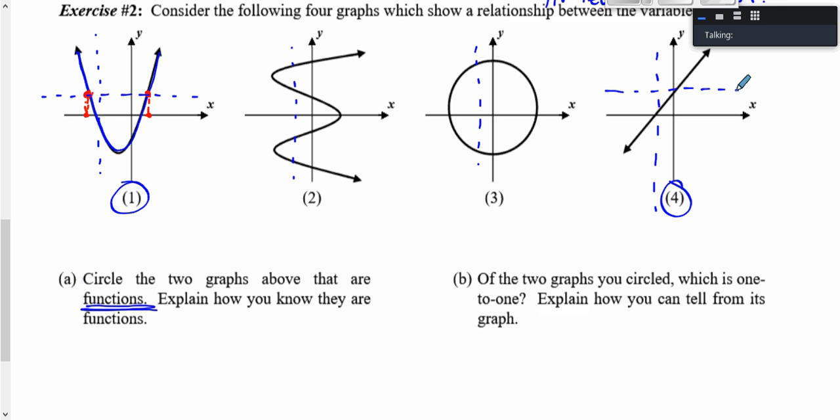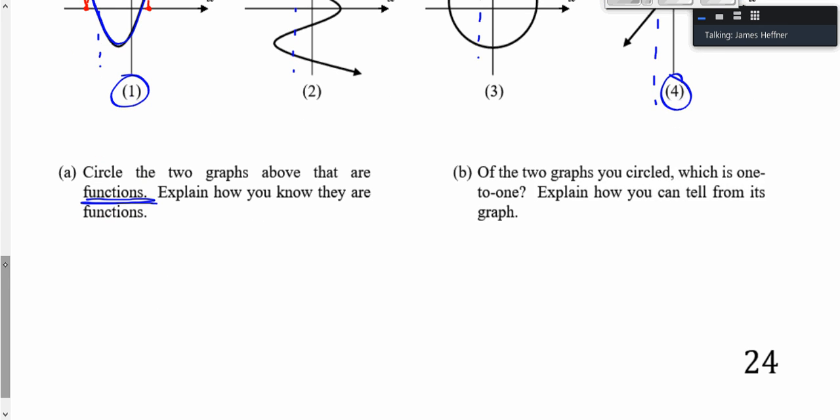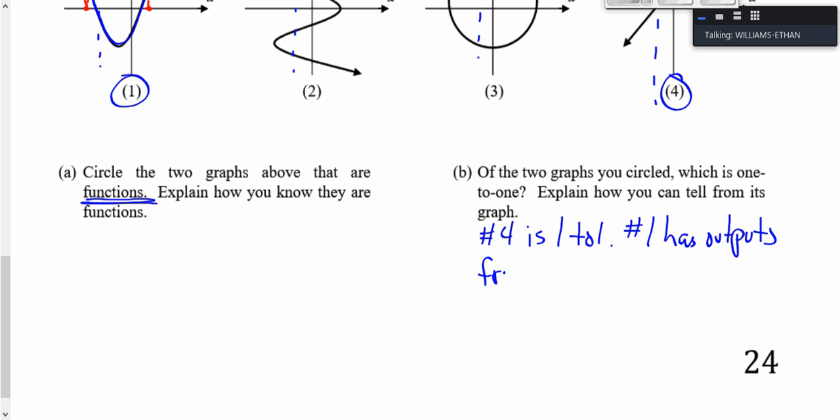Yes. Yep, every single output comes from a separate and distinct input. So number 4, we'll just note, is one-to-one. Okay? Number 1 has outputs that come from 2 different inputs.